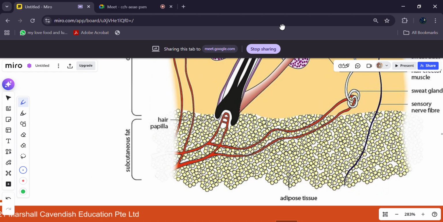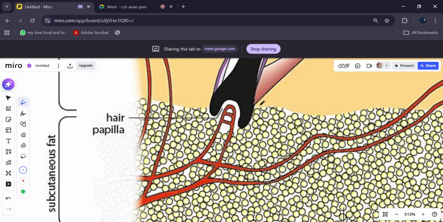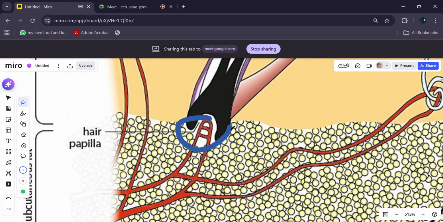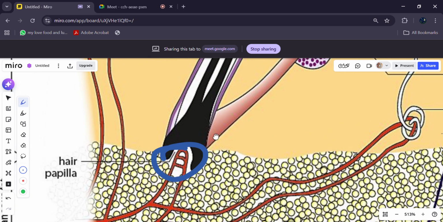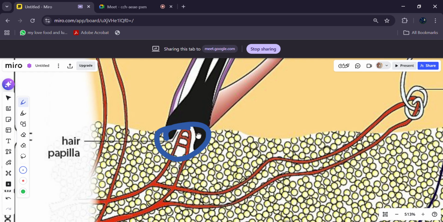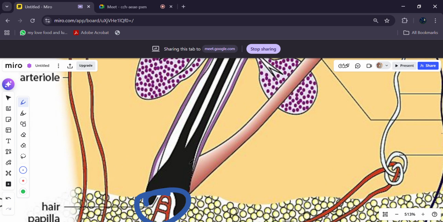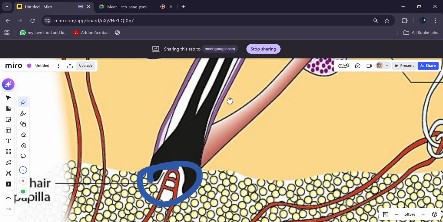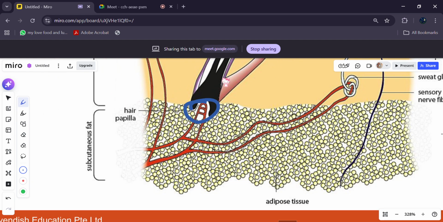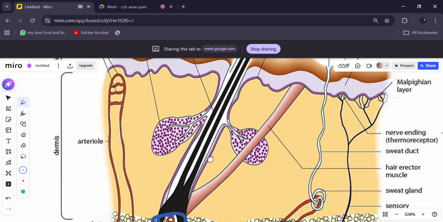At the base of the hair follicle is a mass of tissue called the hair papilla. The hair papilla contains blood capillaries and nerves, and is covered with epidermal cells that constantly divide, pushing new cells outwards. The cells that are pushed outwards gradually die, and they harden to form hair.